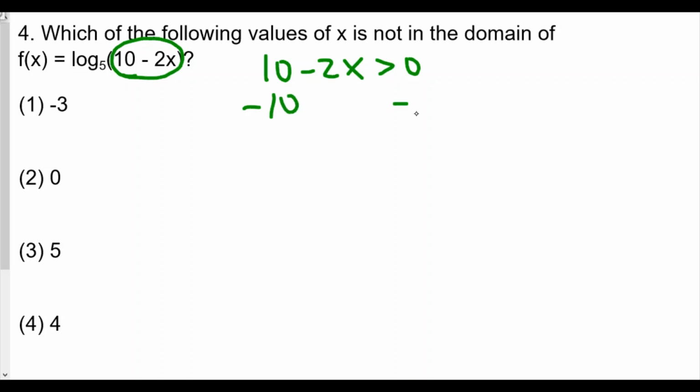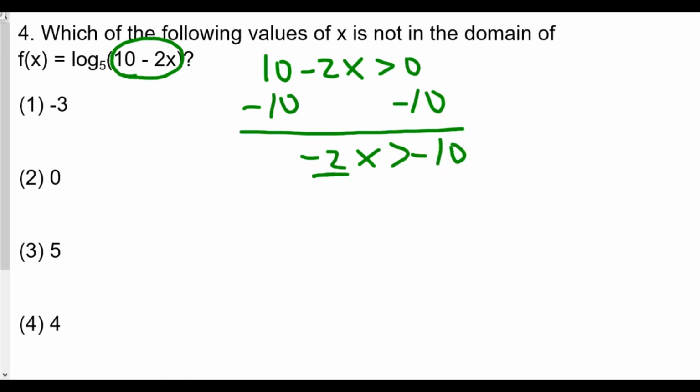Subtracting 10 from both sides, we get negative 2x is greater than negative 10. Divide both sides by negative 2. X has to be, now, on the right side we get positive 5, but we remember whenever we divide by a negative number, we must change the direction of the inequality. So instead of being greater than, x must be less than. So we're looking for a value of x where it must be less than 5.